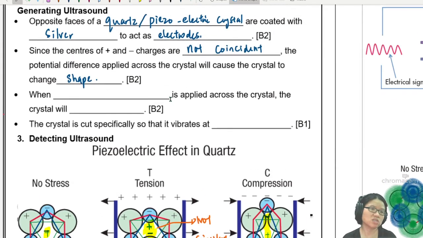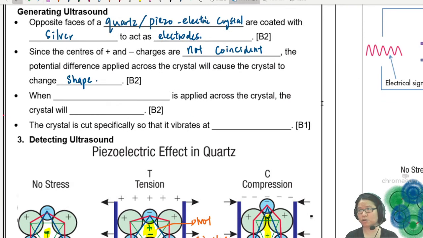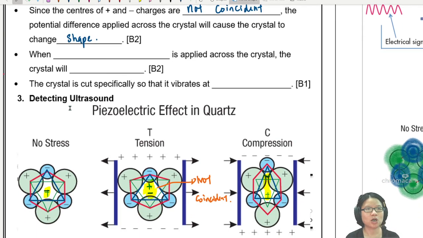But you could also just memorize the sentence. Center of positive and negative charges are not coincident. Cool. Okay, next point. When we apply potential difference, the silicon will change shape, stretch, compress. We have explained just now.